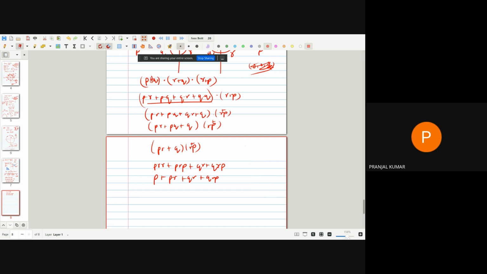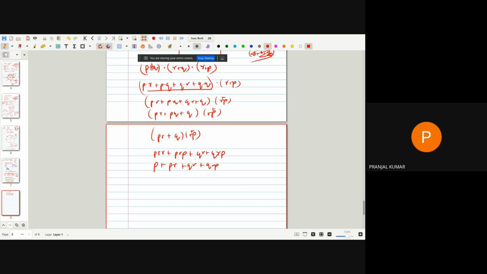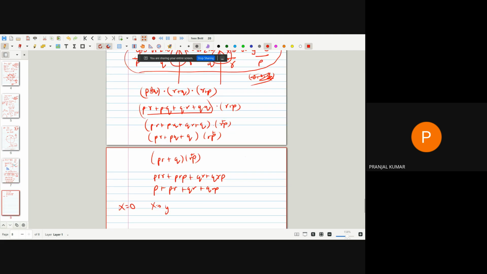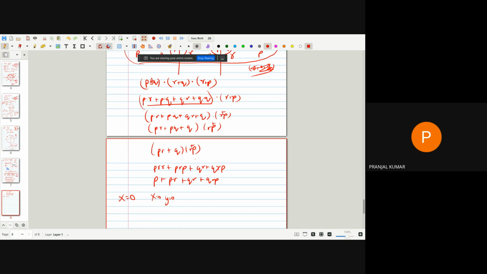So this method actually helps you consider all the possible cases simultaneously. When you have lots of conditions, you can just use this to simplify. Now I've got P P, P R, Q R, or Q R P. So basically I have X is equal to 0. Then you have X is equal to 0, and what was R? Y is equal to 0. Then you have what is QR? Can I solve it further? Yeah, I can solve it further.